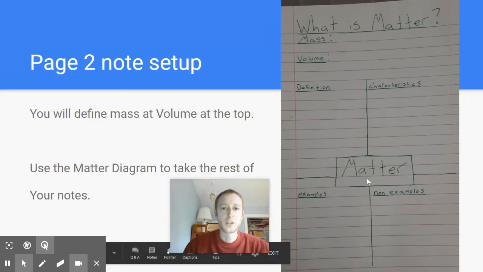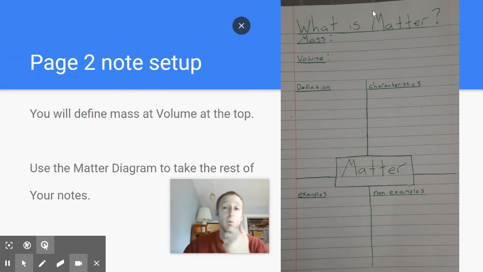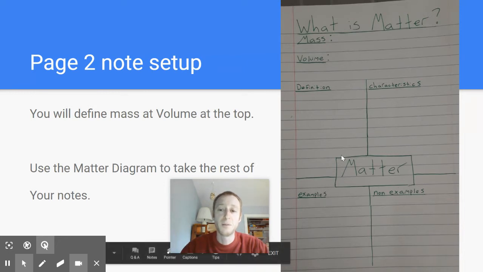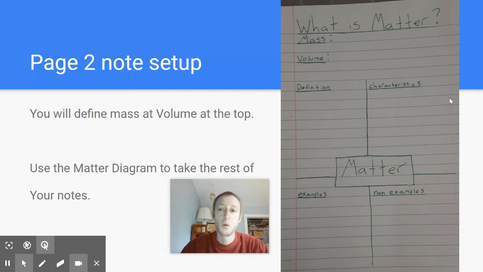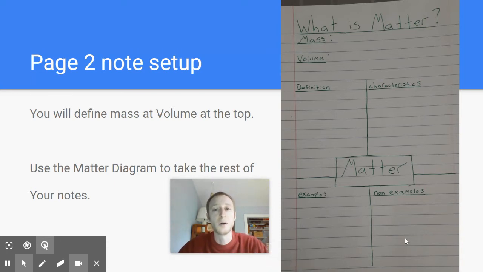Okay, so the first thing we're going to talk about today is just what is matter. So you should go ahead and open up to page 2 in your notebook and copy down this graphic organizer. All right, today our title is What is Matter? We're going to be defining mass and volume. And then down here, I've got this graphic organizer where I have matter in the middle, and we're going to describe it in different ways. We're going to write a definition. We're going to include some characteristics, some examples, and some non-examples. So go ahead and pause this video, enter that into your notebook as neatly as you can, and then move on.